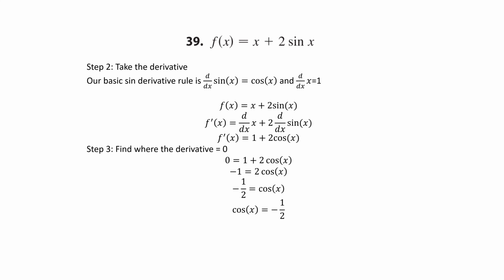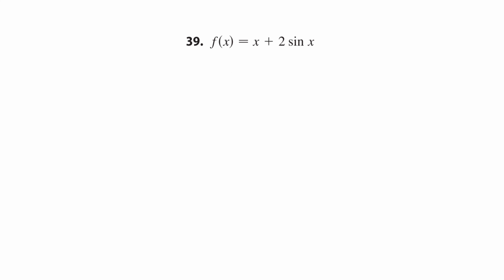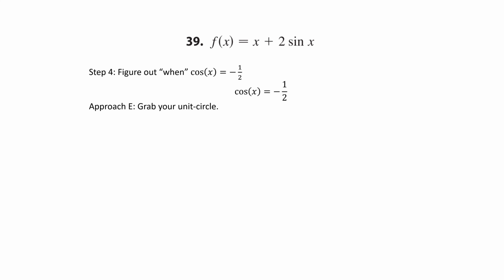So now step 3 is to figure out where this derivative is going to be 0. I'm going to replace that f prime of x with a 0 and put it equal to the equation. First, I'm going to move that 1 across, so the positive 1 becomes negative 1 as I move across the equal sign, and then I'm going to divide by 2, which gives you negative 1/2 equals cos x, or if you flip it around, when cos x equals negative 1/2 is when the derivative will be 0.